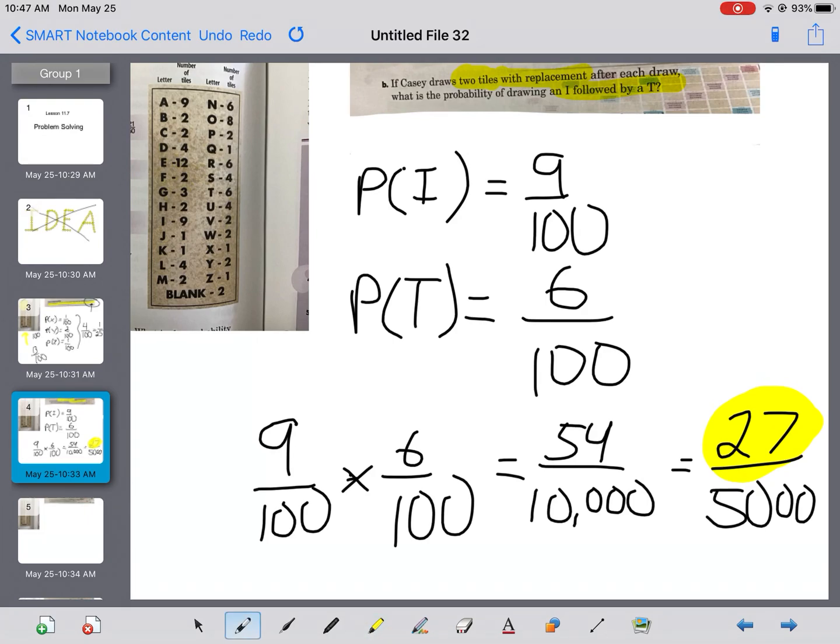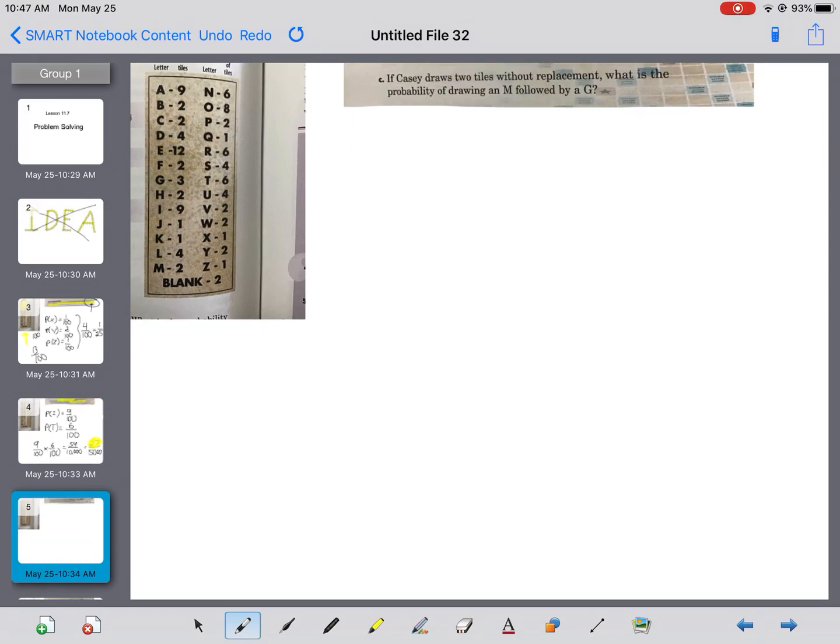All right, let's go on to letter C. Now we have Casey drawing 2 tiles. Again, compound event, but Casey is not replacing them. The tile does not go back in the bag. So what's the probability of an M followed by a G?